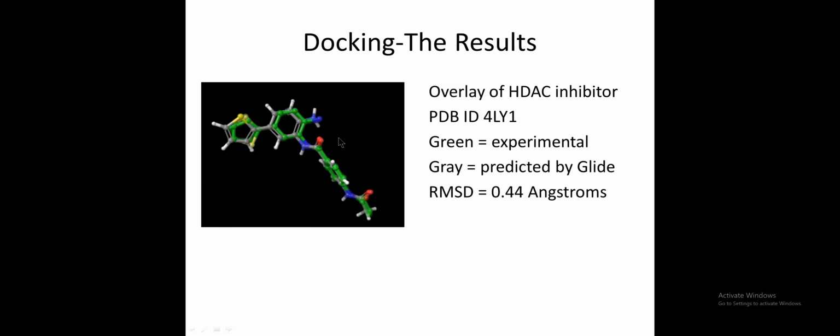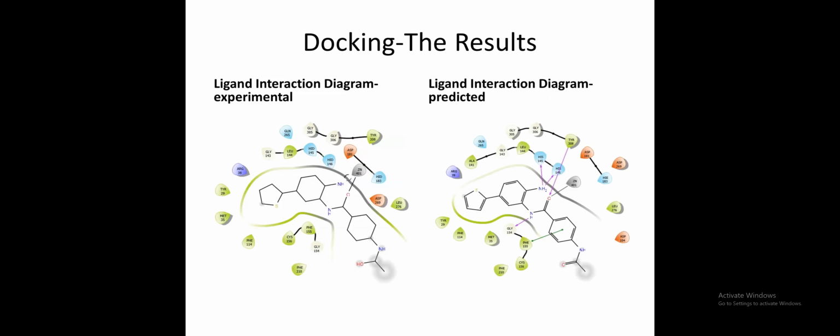So in this case, the program, we specifically utilized a program from Schrodinger called GLIDE, was able to reproduce this fairly well with a root mean squared deviation of around 0.44 angstroms. So at least that told us that the program could reproduce known results. And this just shows you the ligand interaction diagrams and how similar they are. This is the experimental, the way that it was interacting.